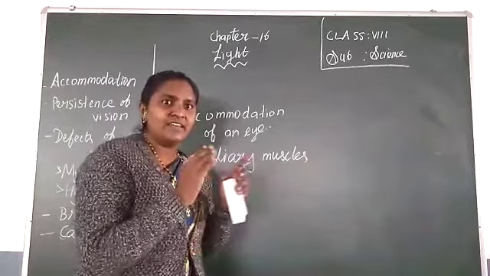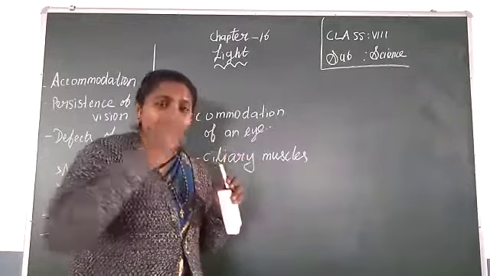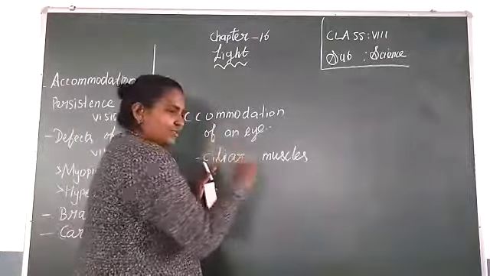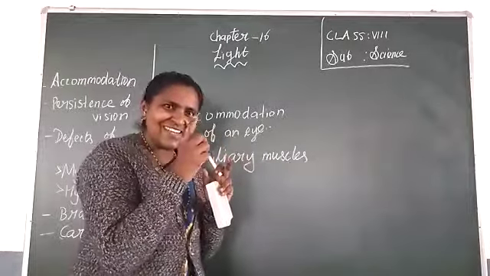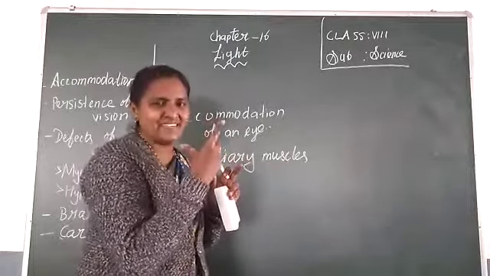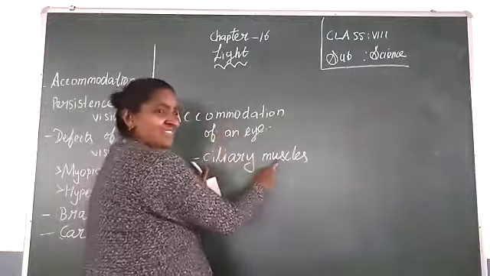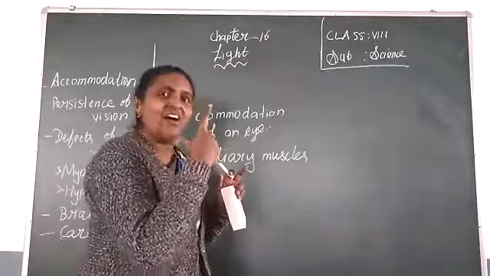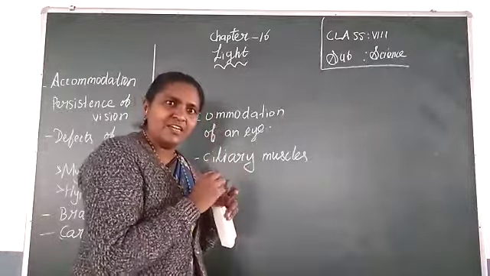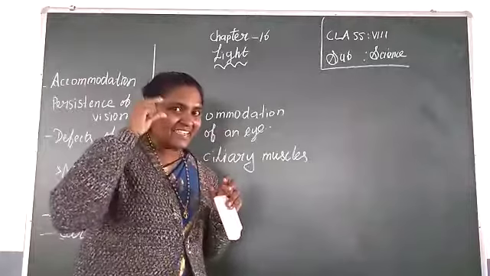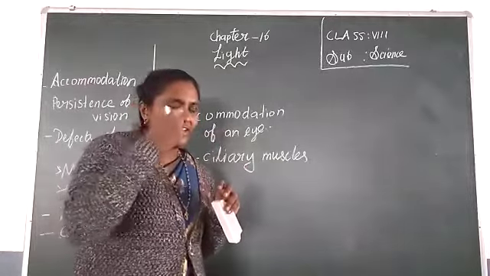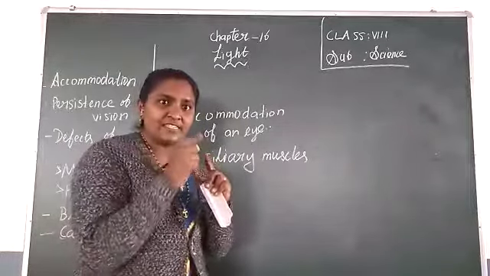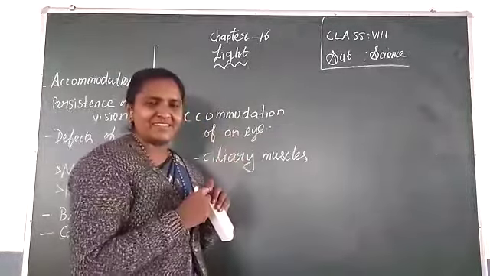Our lens is not rigid, it is flexible. The ciliary muscles adjust the lens, making the lens thinner or thicker. With this adjustment, the focal length of the lens will be adjusted with the help of the ciliary muscles.